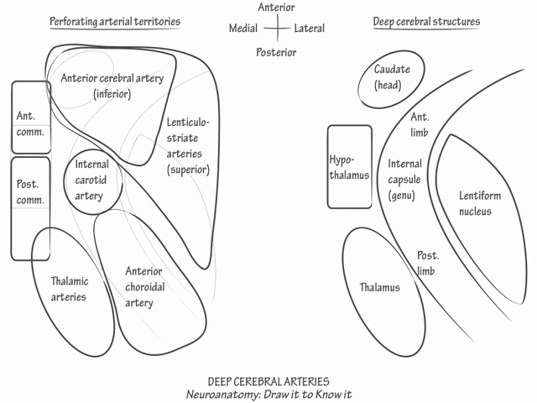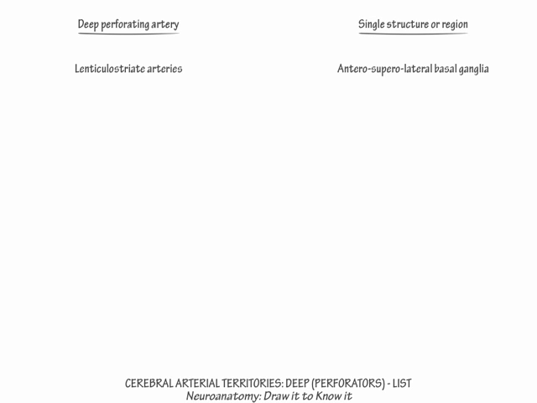We draw them separately. Next, let's consolidate this information into a single perforating artery, single structure region list so we can remember what we've learned in a practical way. On the left side of the page, label the deep perforating arteries, and on the right side, label the single structure or region. Indicate that the lenticulostriate arteries supply the antero-supero-lateral basal ganglia region.